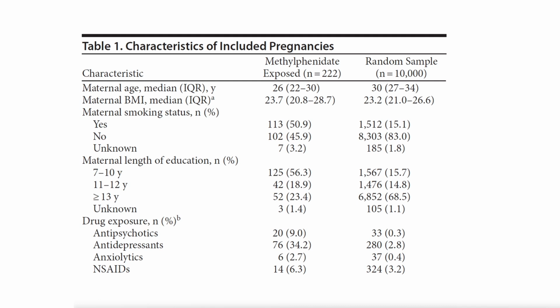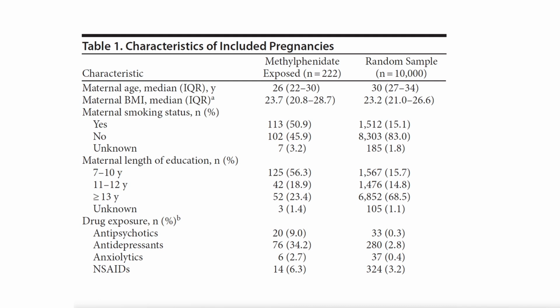Methylphenidate users, as you can see from the table, are compared to the background population, that is a random sample of pregnant women. They are younger. They have a much higher rate of smoking, 51% versus 15% smoke during pregnancy, shorter education, and they have a very different drug use. 34% have antidepressant use in utero compared to only 2.8% of the random background population.